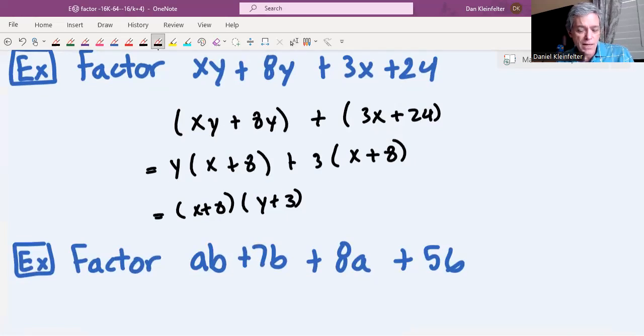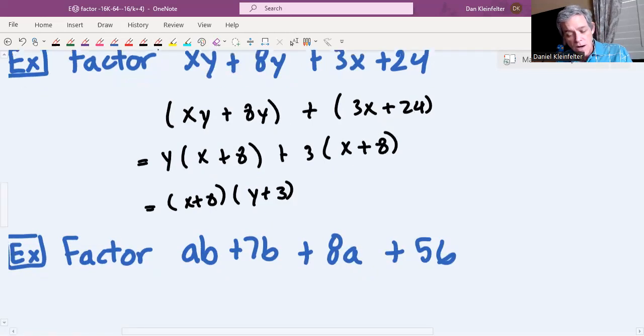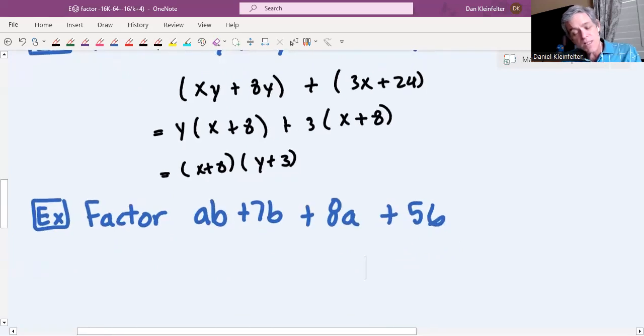Okay, so using that one as a model, take a minute, pause the video, and try this next one. We've got ab plus 7b plus 8a plus 56. All right, let's have a look at this one. For this one, again, there are 4 terms, and we can see some common elements.